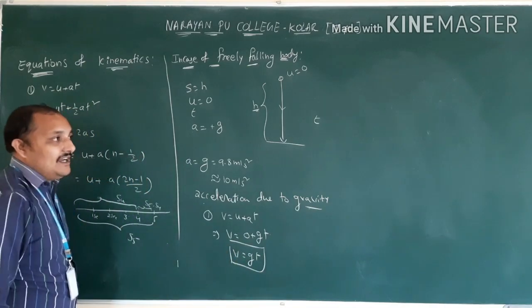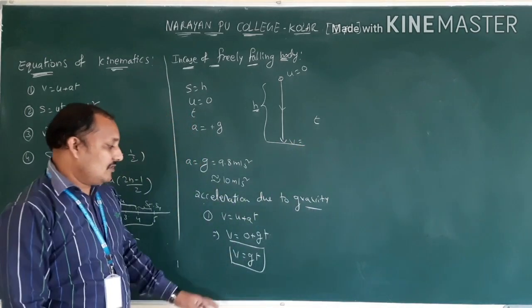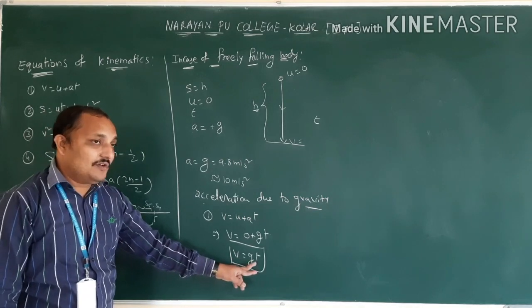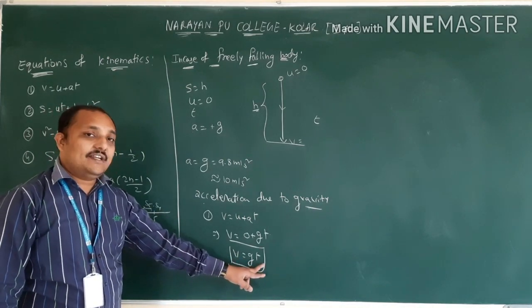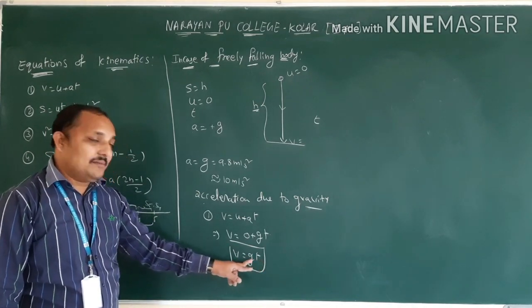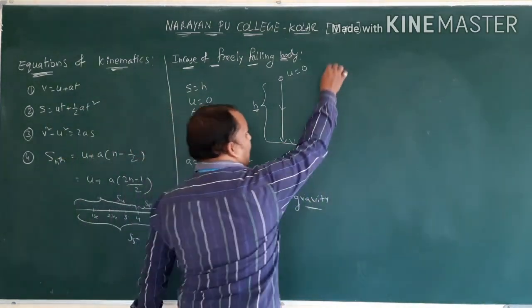What is v here? Final velocity when it touches the ground. So they may ask, after t time, what is its velocity? After t time, v is equal to gt. So after 2 seconds, what is its velocity? 9.8 into 2. After 1 second, 9.8 into 1. If you know the time, you can find the final velocity after some amount of time.